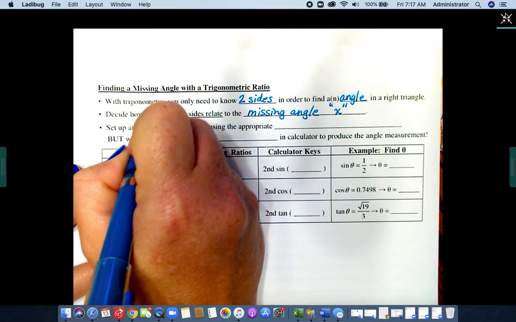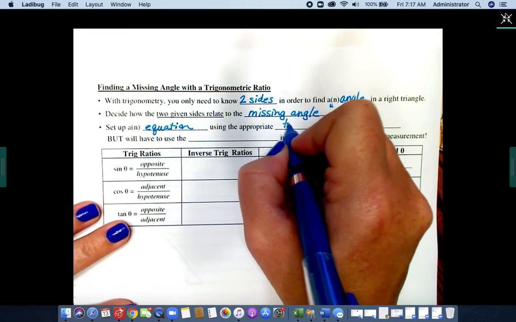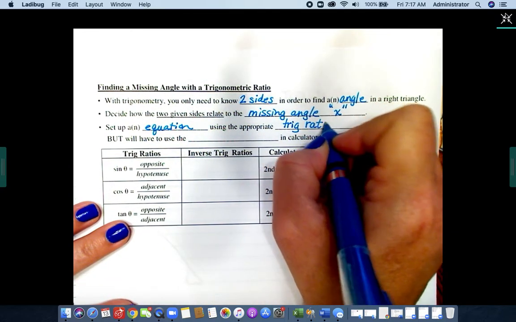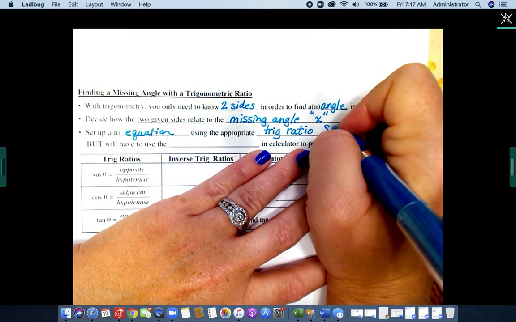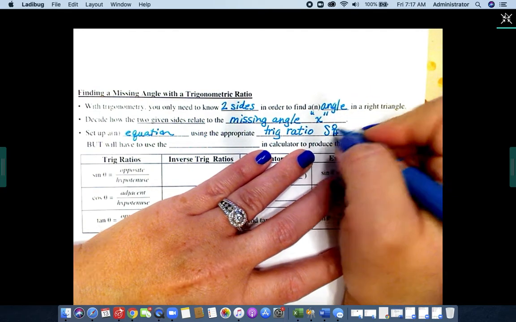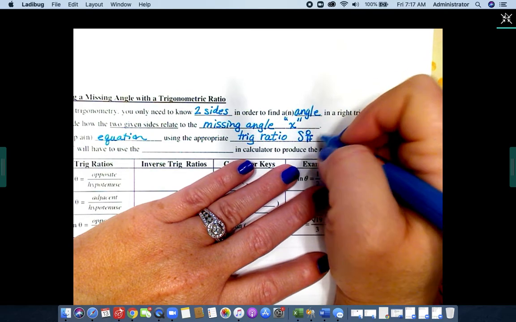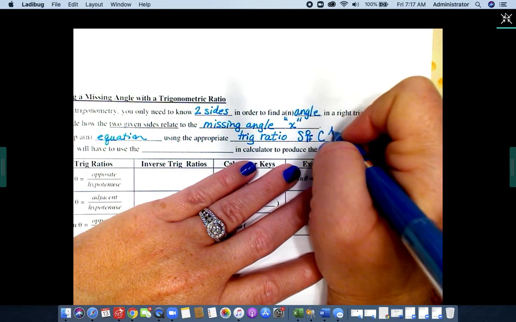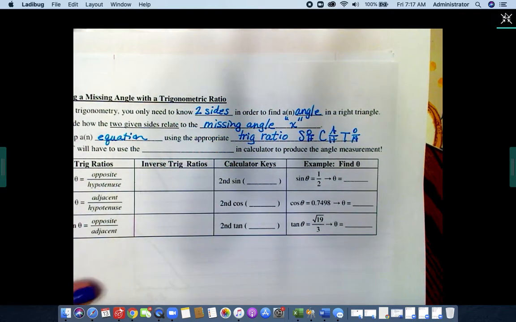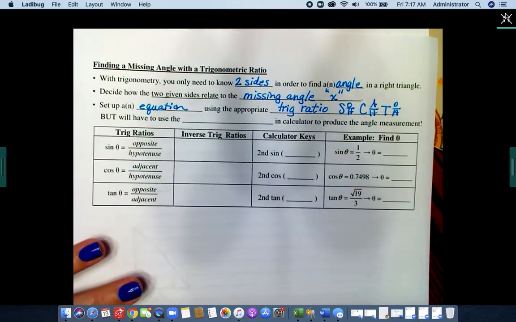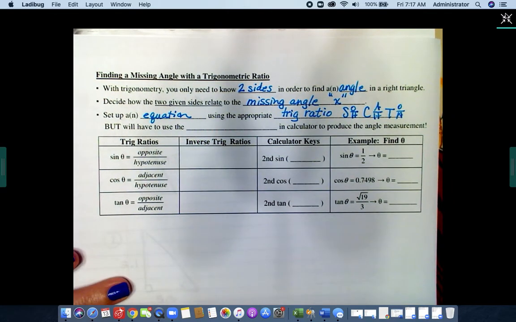Then, similar to what we did in the previous lesson, we will set up a trig equation using the appropriate trig ratio. So, of course, important to remember is sine is opposite over hypotenuse, and no, we cannot flip that upside down. It has to be the opposite on top and the hypotenuse on the bottom. SOHCAHTOA. And if you're like, what is that? That means you haven't done the previous two assignments. So you need to pause this video and go back and learn that.